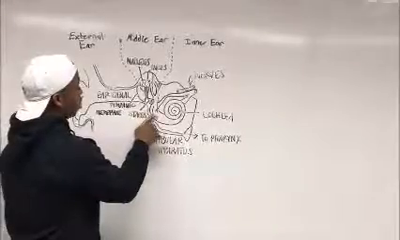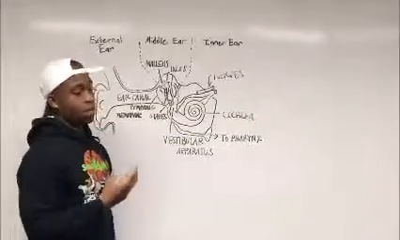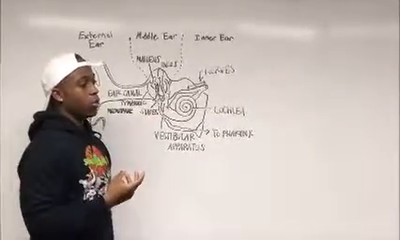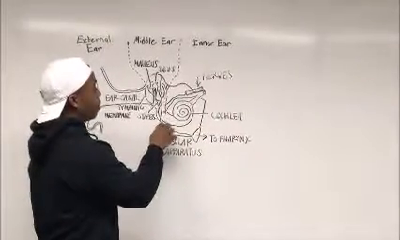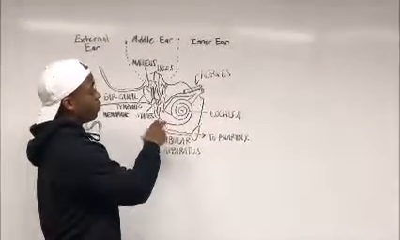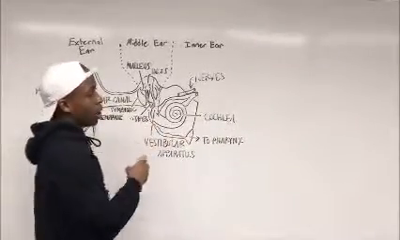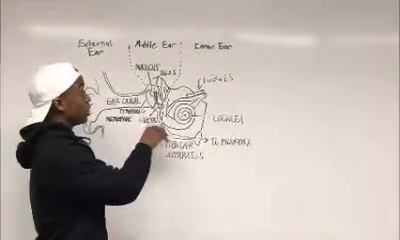The fluid endolymph within the cochlea is what actually resonates the vibrations. Depending on the frequency of the vibrations, different parts of the basilar membrane will vibrate accordingly, and that's how the transduction occurs.